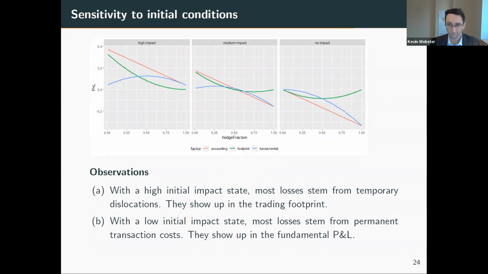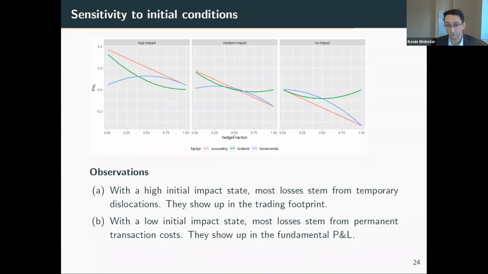from simulations. In those plots, you can see that the dependency on the impact state is quite high. If you have a large impact state to begin with, which is typically the case, then most of the losses will be temporary because they show up in the trading footprint. So you'll see more losses, but most of them will be temporary. If you have low to no initial impact state, again, not usually the norm, you will see lower drawdowns, but they will all be permanent. There will be no temporary aspect to them.